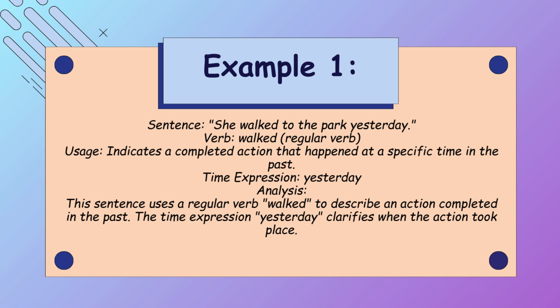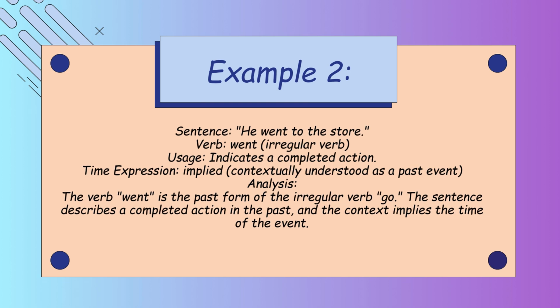Next example: He went to the store. Here in this sentence we have the verb went. It is an irregular verb. Usage indicates a completed action. Look at the time expression. It is implied contextually. We can understand that this action happened in the past. Analysis: the verb went is the past form of the irregular verb go. This sentence describes a completed action in the past, and the context implies the time of the event.